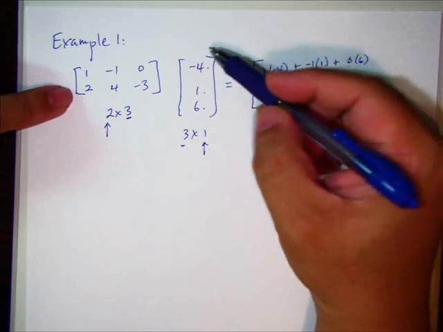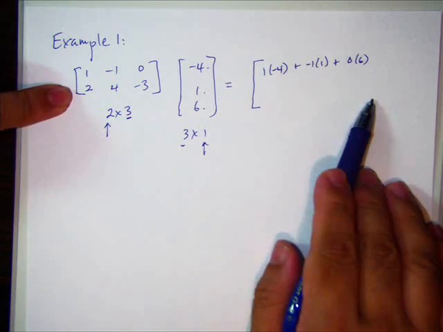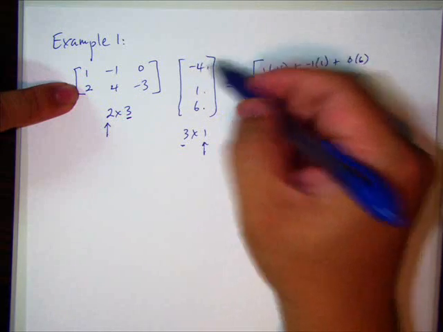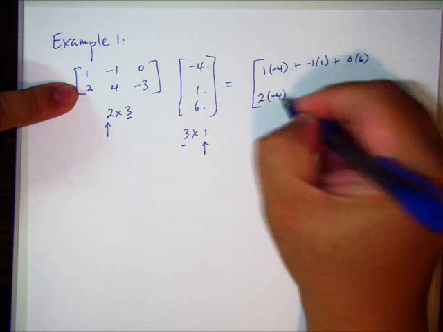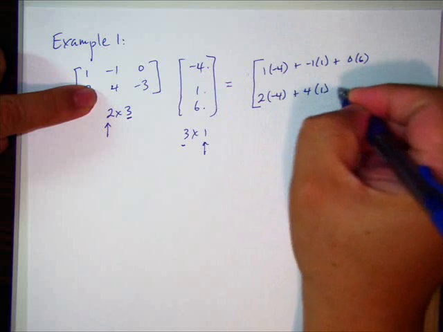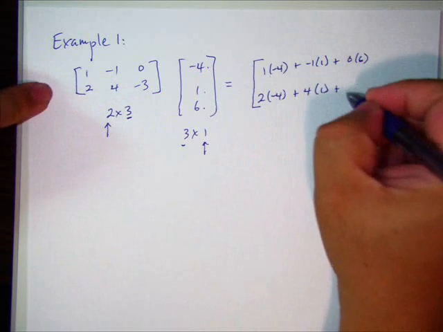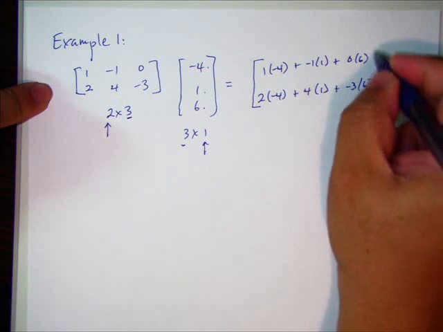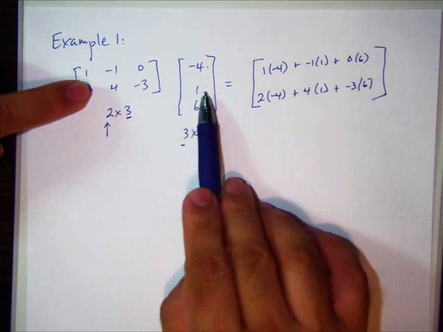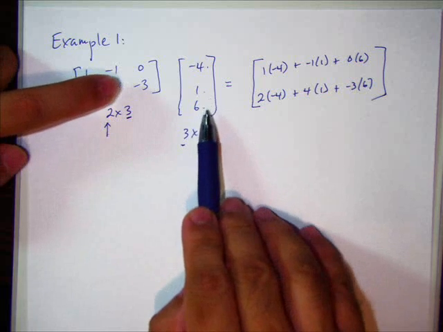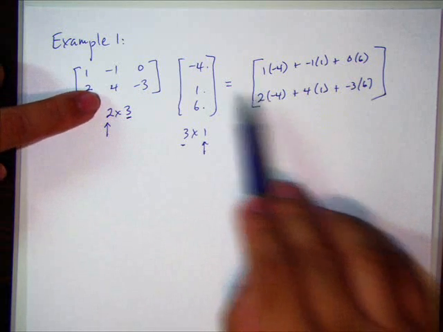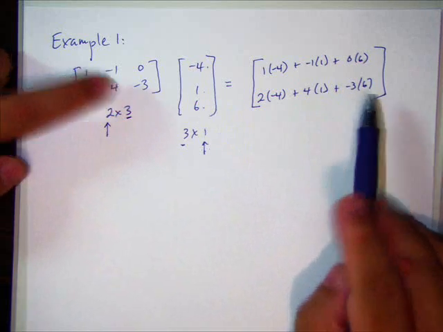Okay, one cell. Now the second row comes from the second row times the column. So it's 2 times negative 4 plus 4 times 1 plus negative 3 times 6. Alright, I'm going to say that again. So it's 2 times negative 4 plus 4 times 1 plus negative 3 times 6.